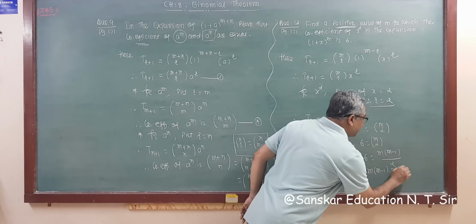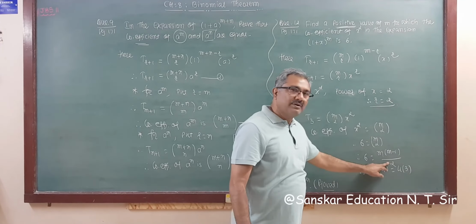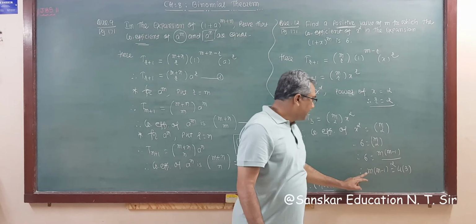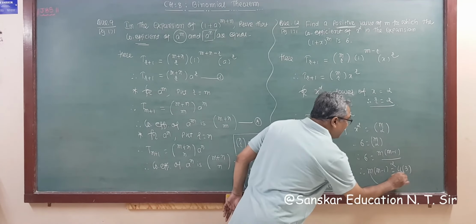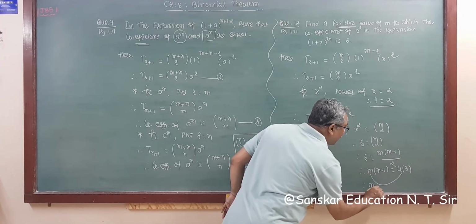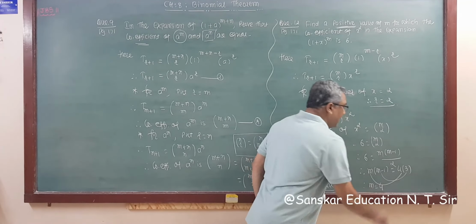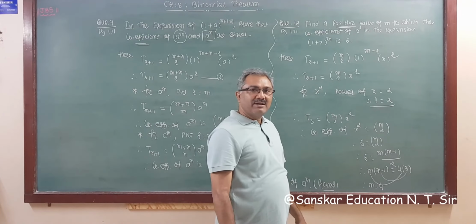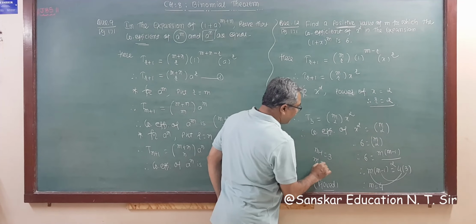Can I write it like this? 4 into 3, two consecutive numbers. 6 into 2 is 12, and 4 into 3 is also 12. Now this is m, and this is 1 less. This is 4, and this is 1 less. So what is your m? M is equal to 4, right? If you wish to take this value, then take m minus 1 is equal to 3. M minus 1 is equal to 3. So what you get finally? M is equal to 4.